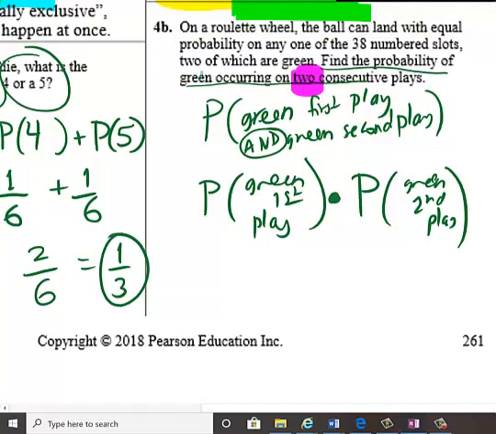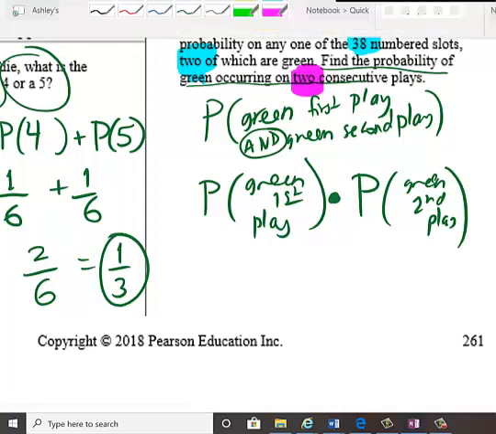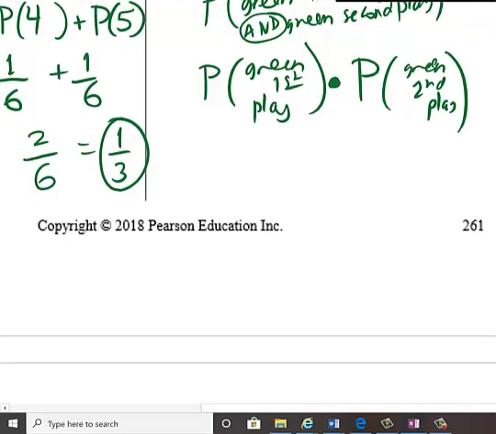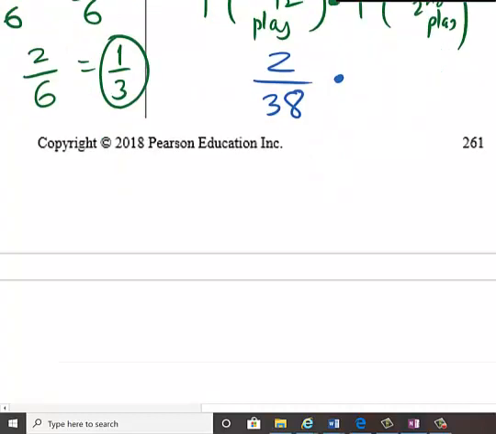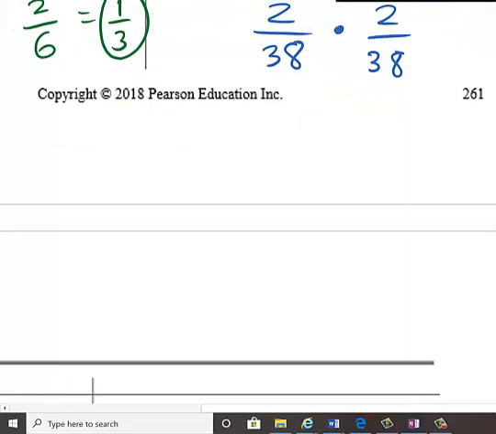How about blue? 2 out of 38. 38 total possibilities. Only 2 of them have what we want. So it'd be 2 out of 38 chance of getting a green, because there are 2 green slots out of the total of 38. But that's the same for either play. So there's a 2 out of 38 probability of getting a green on the first play and on the second play. And I think both of those reduce, right? It's 1 over 19 for either of them.